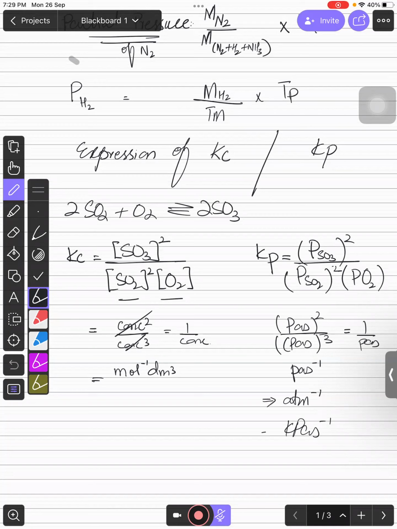Right, children? Sir, this P means pressure, right, in PSO3? PSO3 is written, so P represents pressure. Yes, it is showing you the pressure of SO3, right?